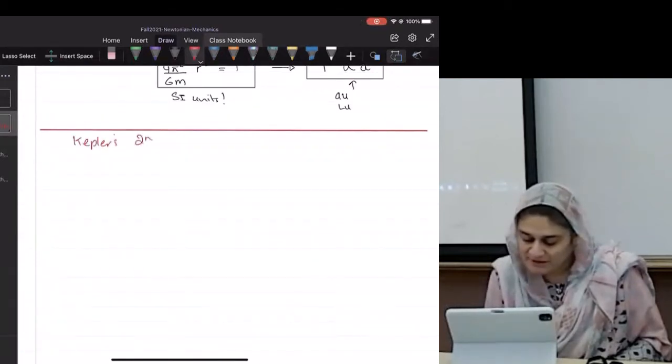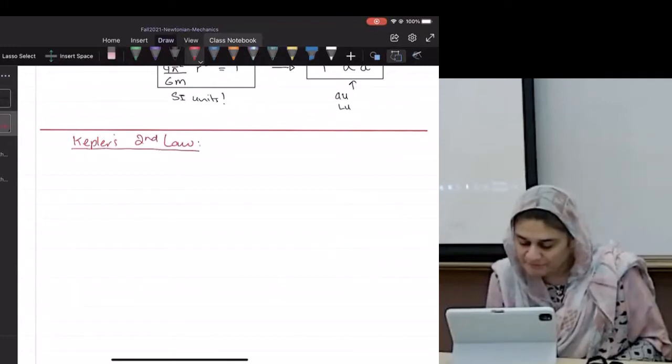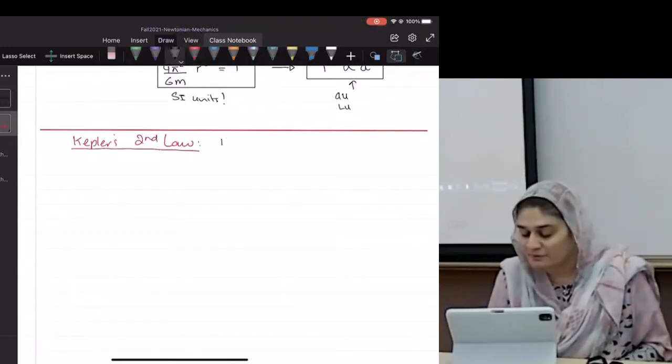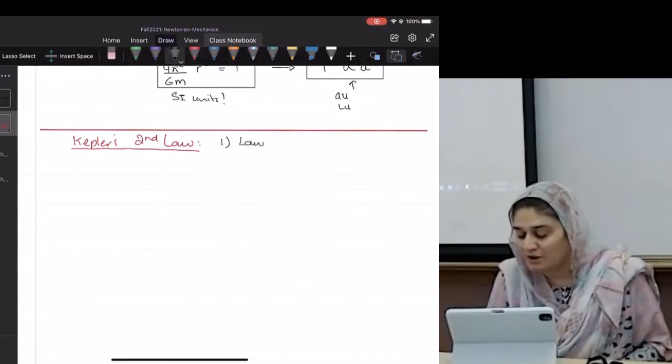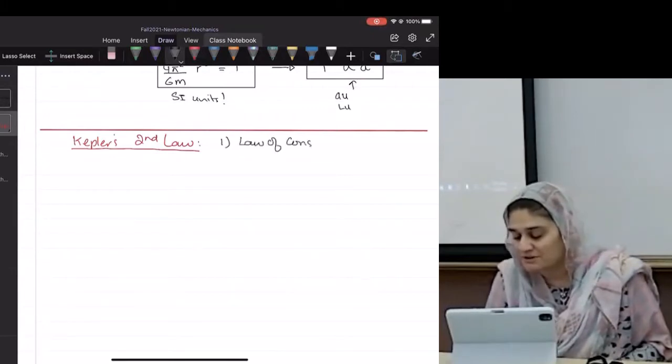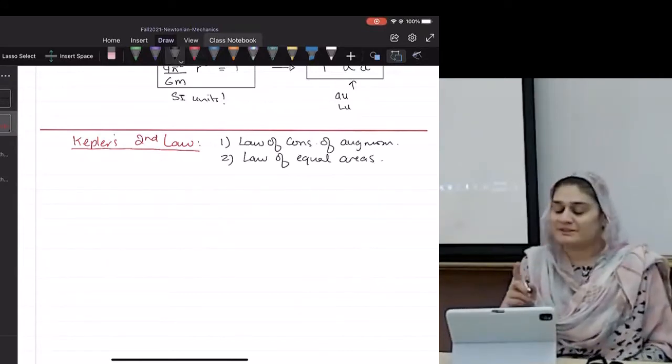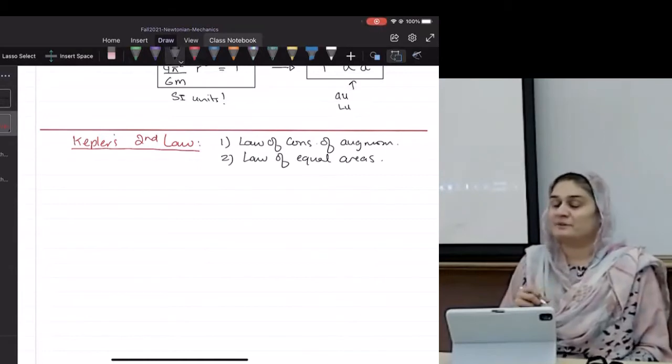Kepler's second law. What was it called? Law of conservation. So there are two names for it. One was called the law of conservation of momentum, and the other one was called the law of equal areas. Let's talk about the second one first, the law of equal areas.